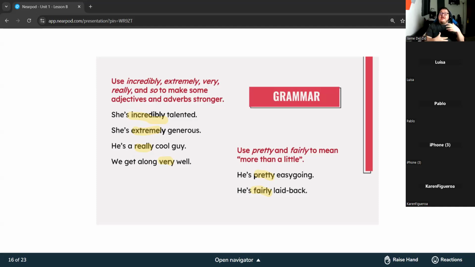So we are providing more details. Here, the same. We can see that these are simple sentences.